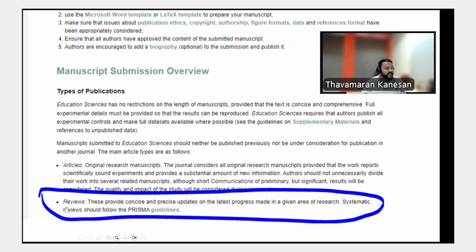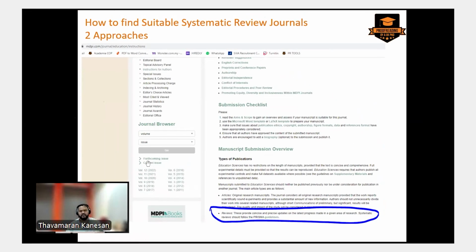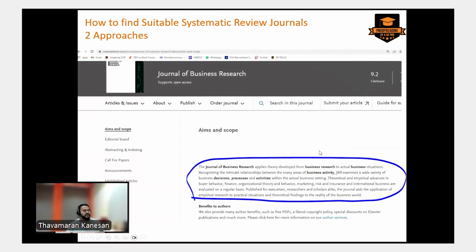And then one more, they say reviews. These provide concise and precise updates on the latest progress made in a given area of research. Systematic reviews should follow the PRISMA guideline. So this one clearly states systematic review. It's very, very clear. For this kind of journal, you don't need to worry. You can just submit, since they accept systematic reviews. Now, this journal, Elsevier's Journal of Business Research.